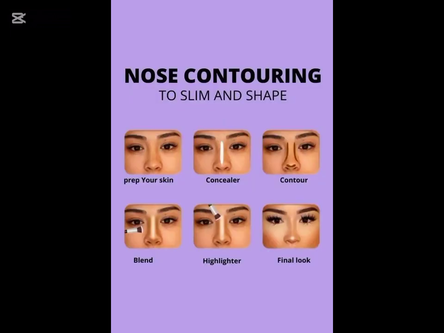The fourth step you can apply to your makeup is nose contouring to slim and shape. First of all, you prep your skin. Second, you apply the concealer on your nose. Third, you apply the contour on your nose. Fourth, you blend. You can blend your contour with a brush on your nose.